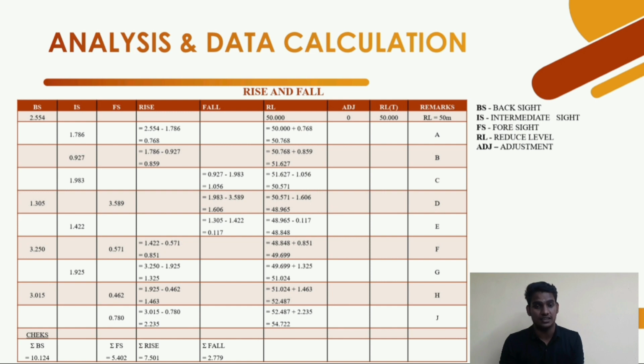After that, set up the level at position 2, which is called the change point, and repeat the same method to get the backsight, intermediate sight, and foresight until point J. By using the same method, we get 1.422 intermediate sight at point E, and 3.25 backsight and 0.571 foresight at point F. Followed by point G, we get an intermediate sight of 1.925, then 3.015 backsight and 0.46 foresight for point H. Then last, 0.780 foresight for point J.